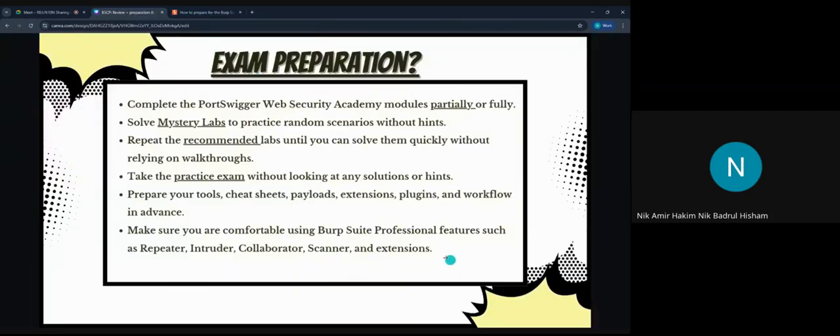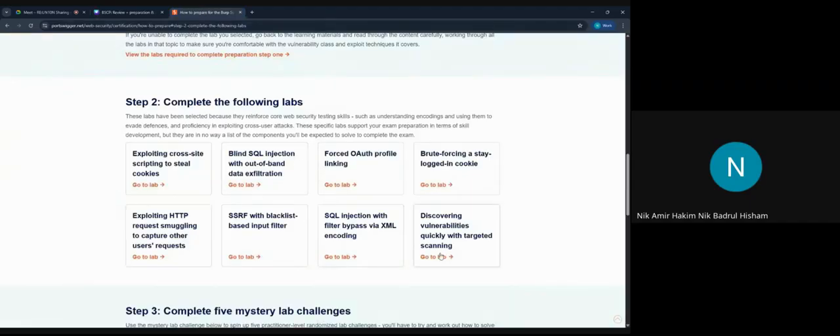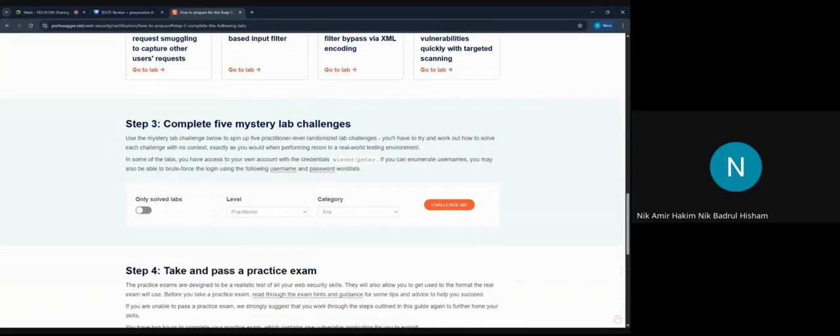And you can see my screen. I don't think you can see my screen. Okay. And these are the 8 labs you need to solve. And for this one, they say complete 5 mystery labs, but I will say that 5 mystery labs is not enough. You need to complete as many as possible.